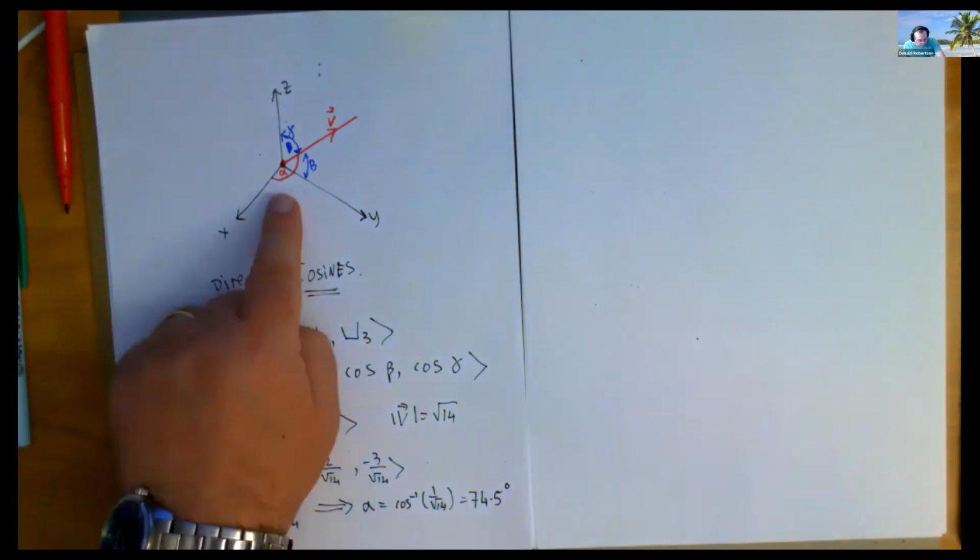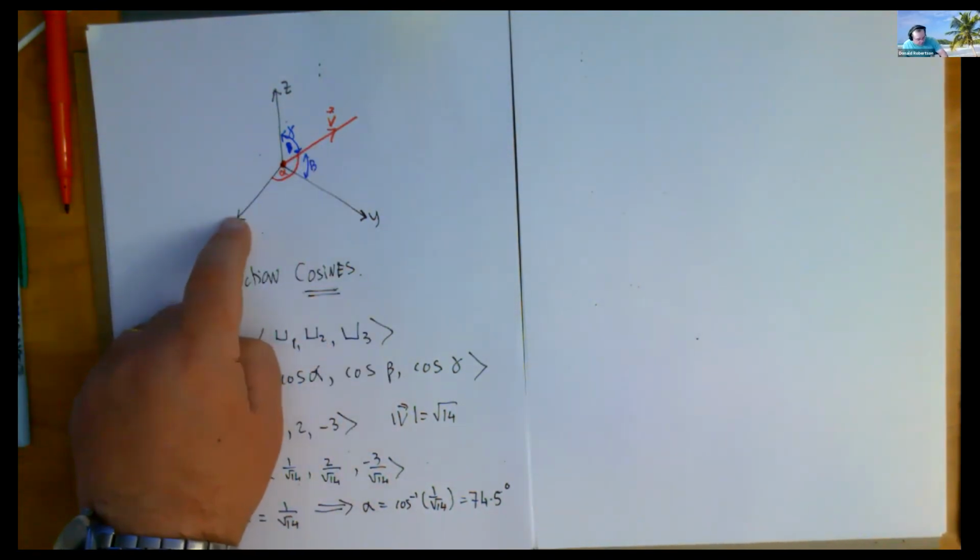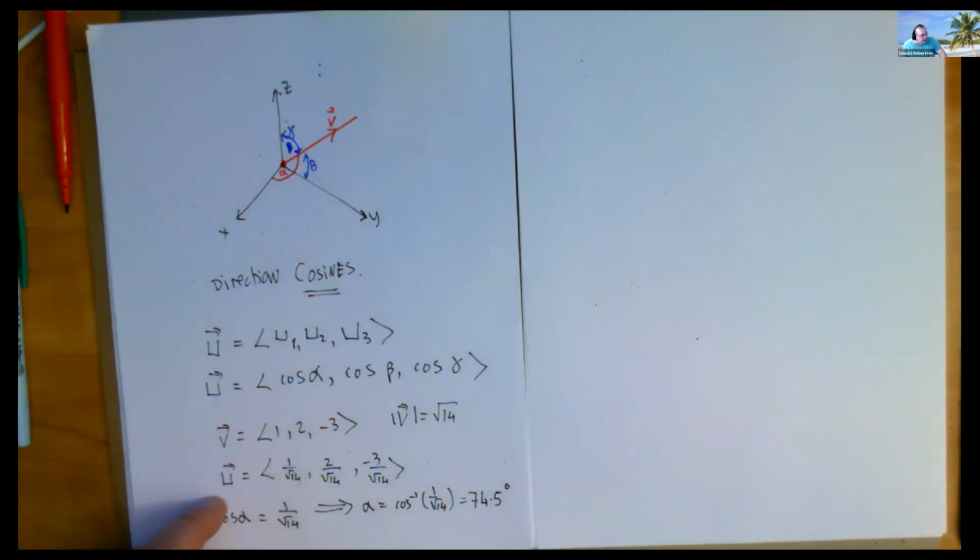So if you wanted to know what angle the vector v makes with the x-axis, what you have to do first is find the unit vector for v. Then these numbers will tell you what the cosine of alpha is, the cosine of beta is, and the cosine of gamma is.